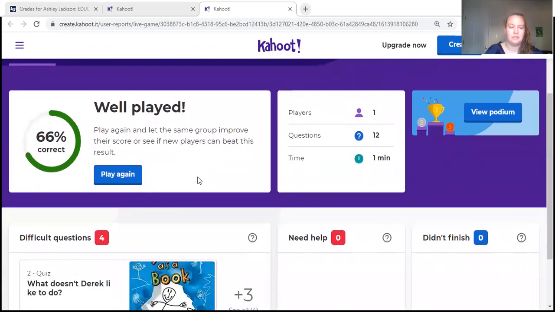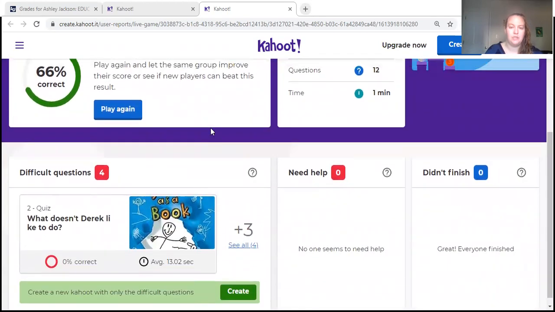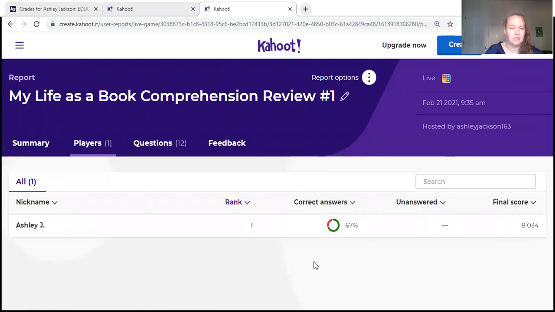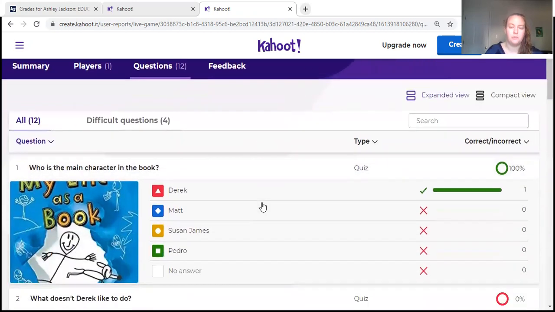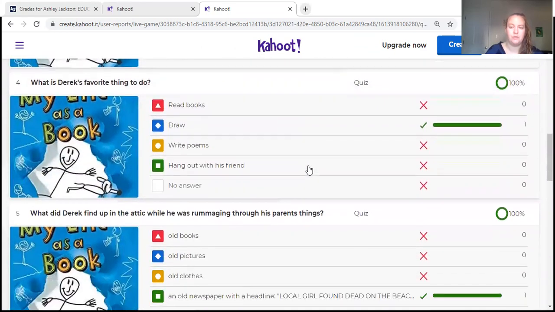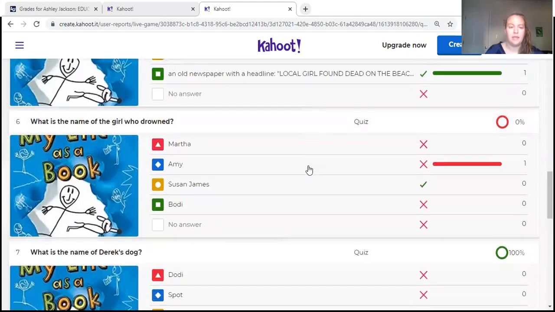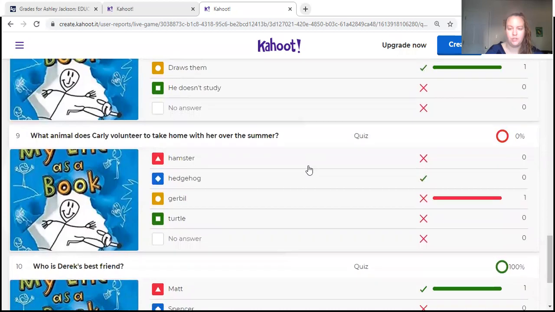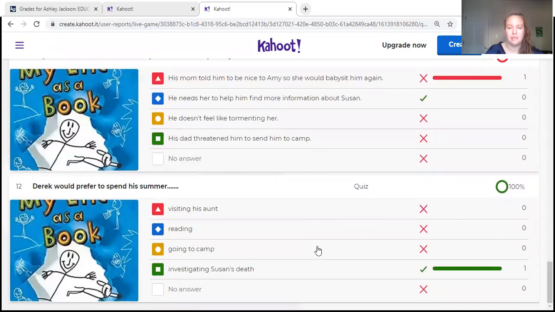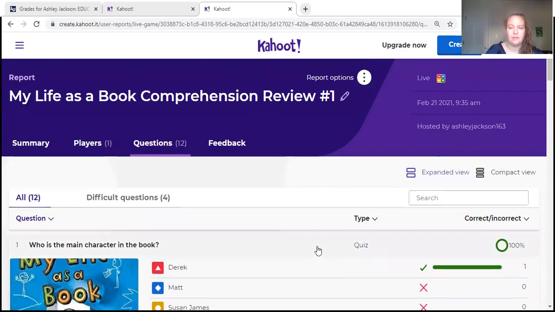So the student got a 66% correct. All right, so then you can see the players who are all playing, and there could be a list of everybody there and their final score, the correct answer. So this is like a formative assessment if you would want to use it. You can scroll through each question to see who answered what, what did they answer? Maybe a misconception of the question, or they just didn't understand the question, or they just didn't comprehend and needed some more guidance. So that is the live view.